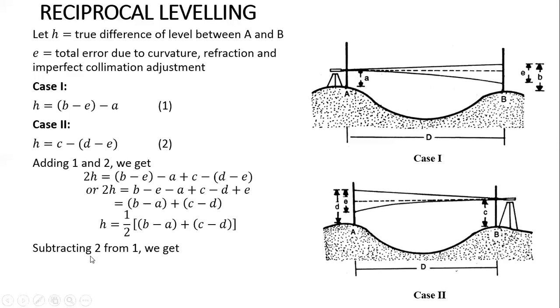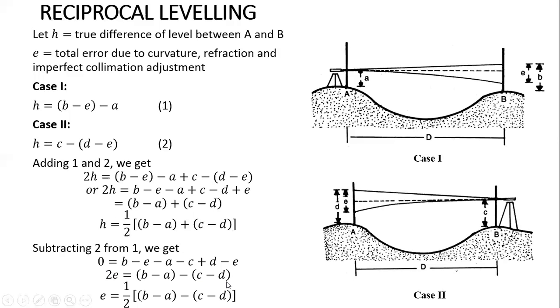Now in the second case, we have to subtract equation number 2 from equation number 1. So what do we get here? So this H cancels out, 0 here. So this is B minus E minus A minus C plus D minus E. So in this case, we have 2E equal to, this E with minus sign we have to take from the other side. So 2E is equal to B minus A minus C minus D. So this E comes out to be 1 by 2 of B minus A minus C minus D.